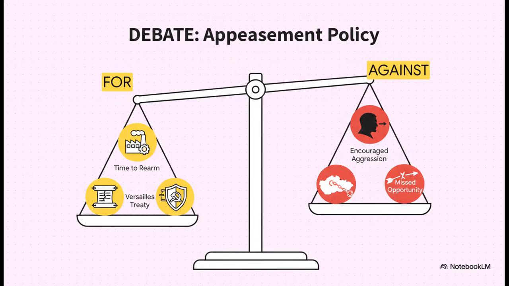Now, it's really important to get both sides of this debate. The arguments for appeasement were, well, Britain wasn't ready for a war and needed time to rearm. Plus, a lot of people actually felt the Versailles Treaty had been too harsh on Germany. But the arguments against it were powerful. Critics said it just encouraged Hitler, that every time you gave in, he'd just demand more. It was a massive missed opportunity to stop him when he was still relatively weak.